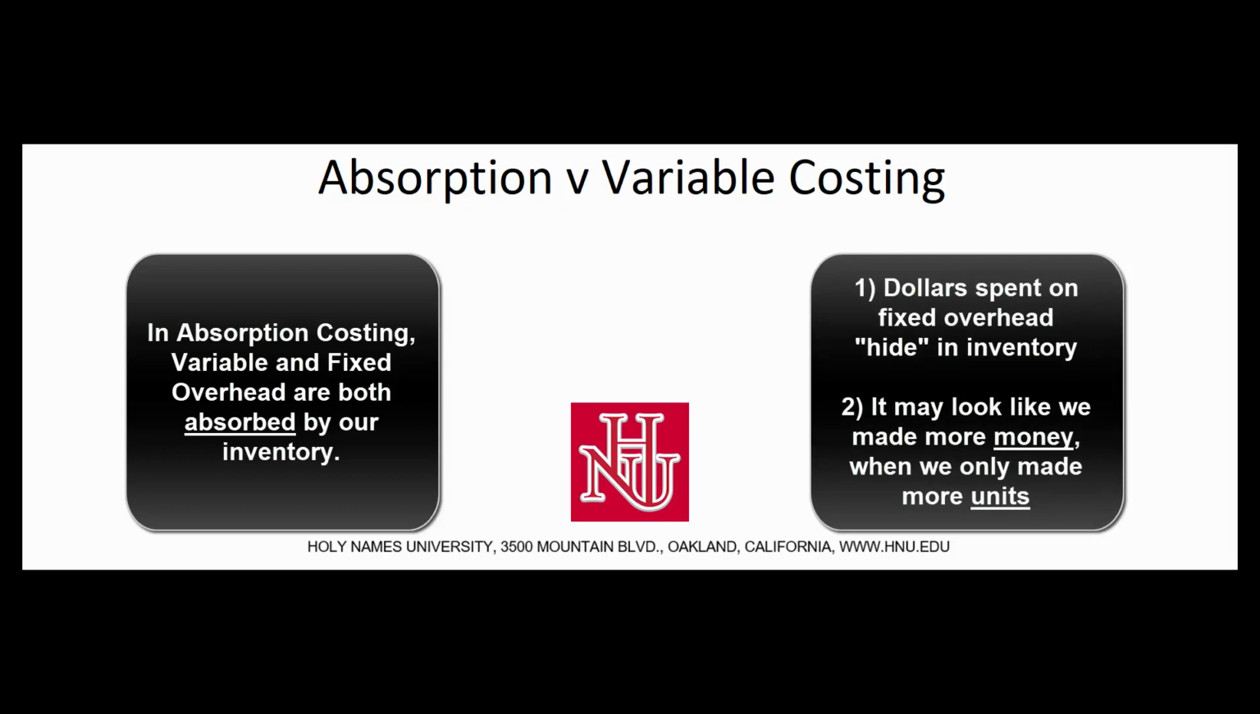First of all, fixed overhead can hide out there in finished goods, and secondly, if we make more units than we need, that means those extra units are absorbing costs that otherwise would have been allocated to the units that we sold, so it looks like we made more money when all we did was make more units.